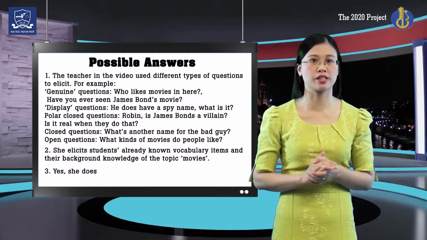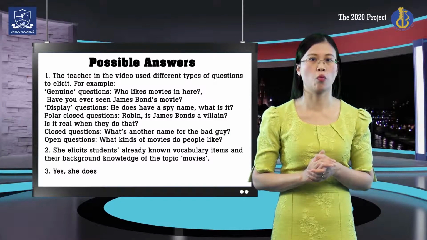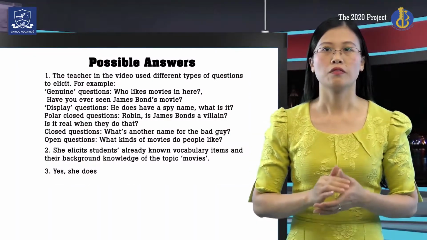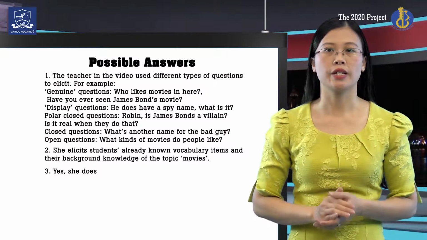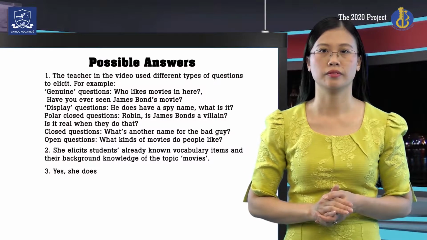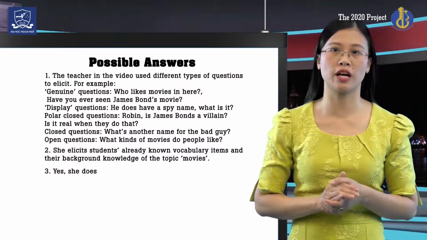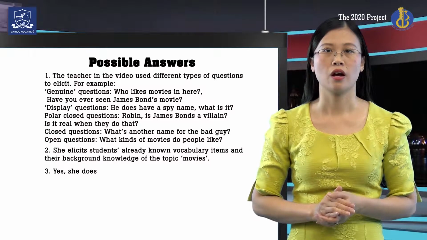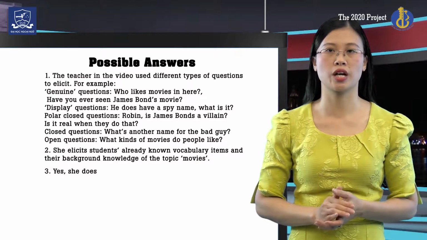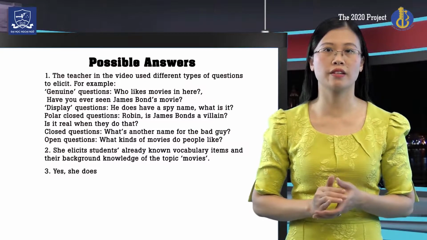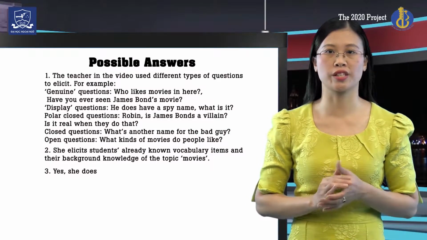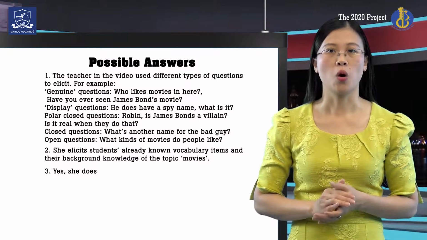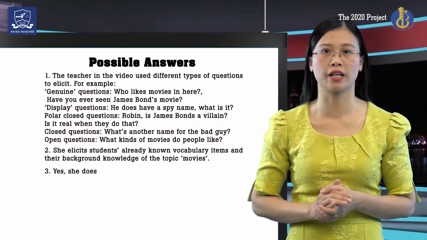For display questions, she asked, "He does have a spy name. What is it?" For polar close questions, she asked, "Robin, is James Bond a villain? Is it real when they do that?" For close questions, she asked, "What's another name for the bad guy?" For open questions, she asked, "What kinds of movies do people like?"